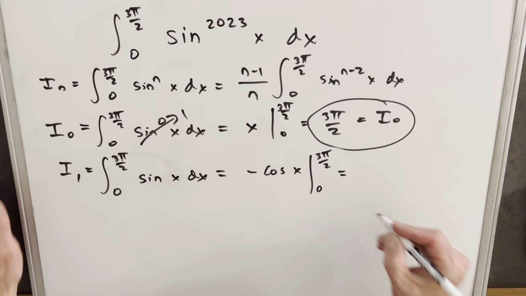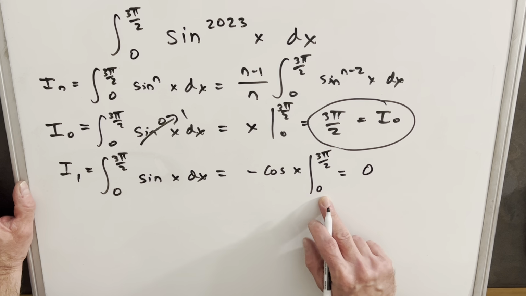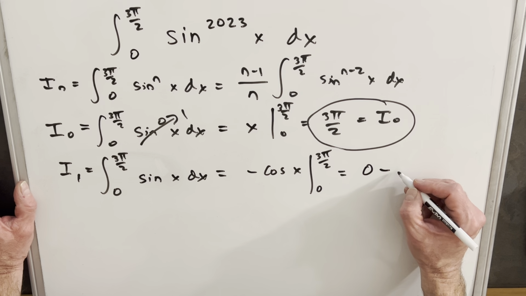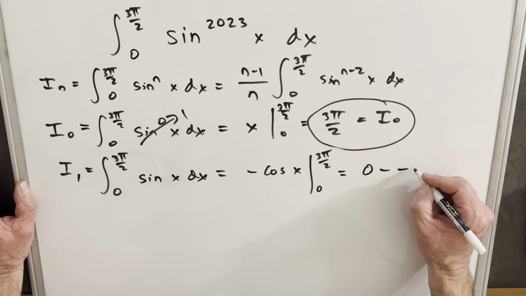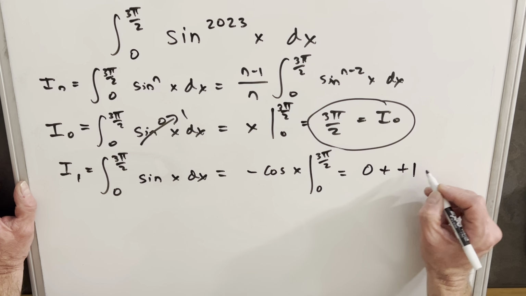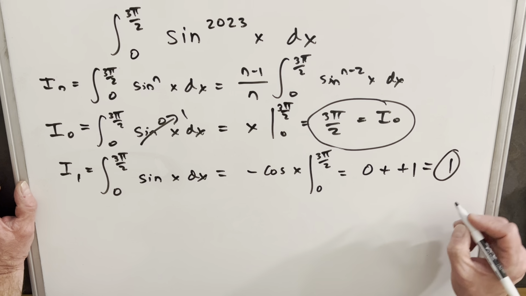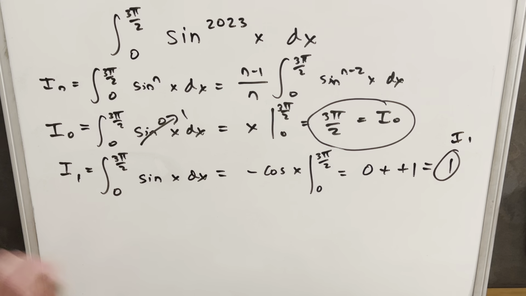Cosine at 3 pi over 2 is going to be 0, and then a minus cosine of 0, which is 1, but we have a minus on there. So minus times minus is plus, and so this is just going to be 1 for our I sub 1 value.